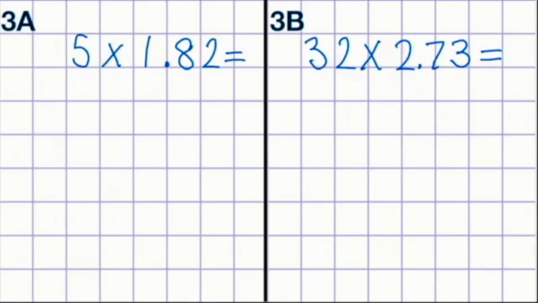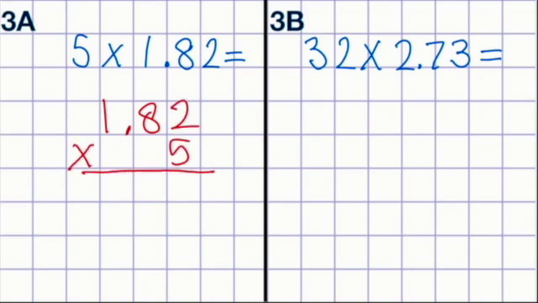3A and 3B. Press pause and then we'll work it out together. Okay. 1.82 times 5. Let's put our decimal point in the answer box. 5 times 2 is 10. Carry the 1, put the 0 there. 5 times 8 is 40 plus 1 is 41. 5 times 1 is 5 plus 4 is 9. So the answer there is 9.10.